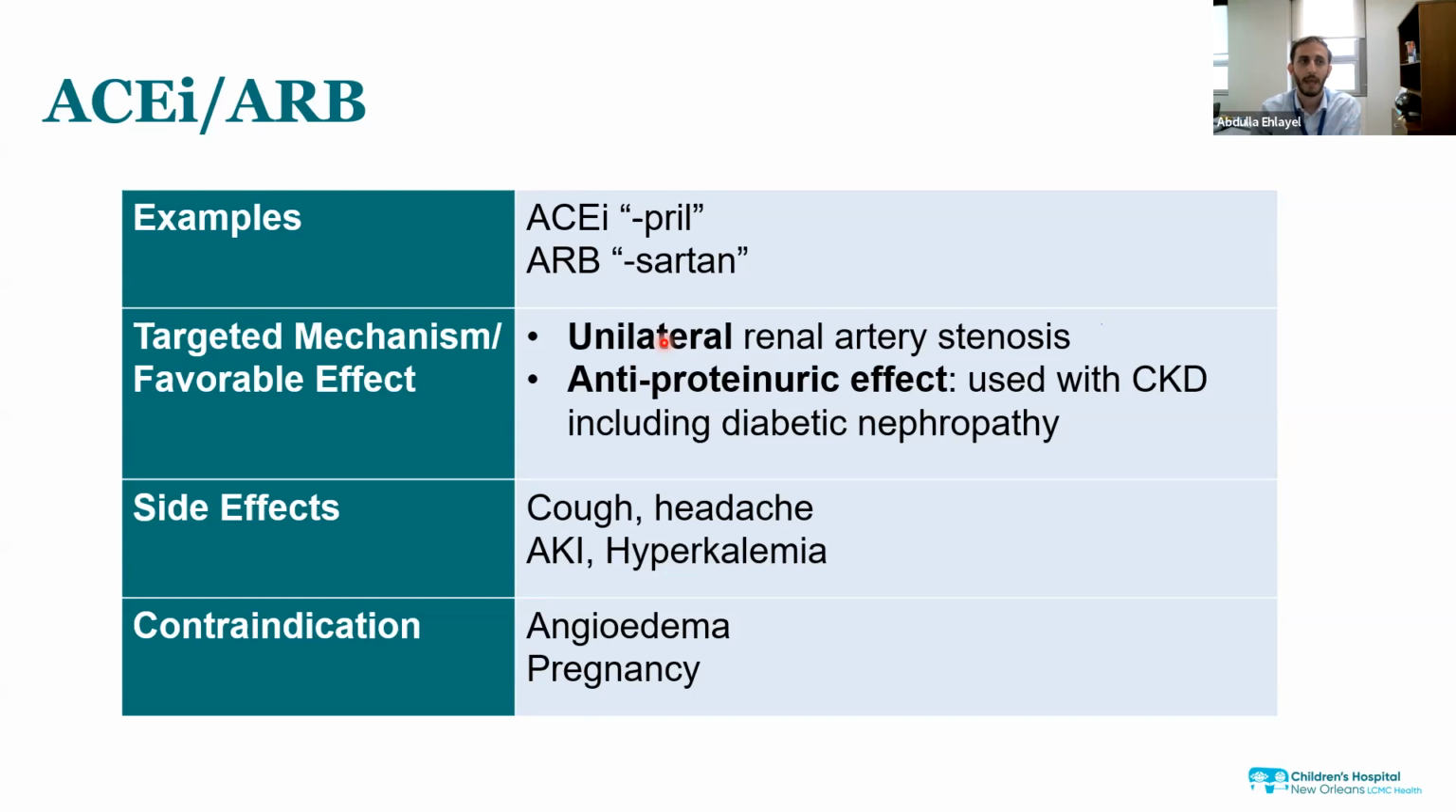Another benefit is that ACEs and ARBs have an anti-proteinuric effect. So patients who have chronic kidney disease or diabetic nephropathy usually have proteinuria, and this proteinuria leads to progression of the kidney disease, and therefore ACEs and ARBs are perfect medications to use. So if you have a patient with hypertension, then this is an excellent medication to use for these patients.